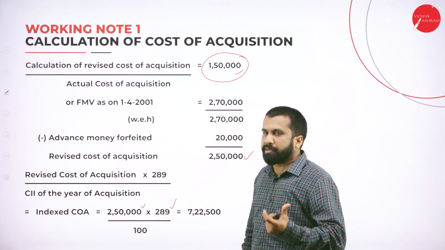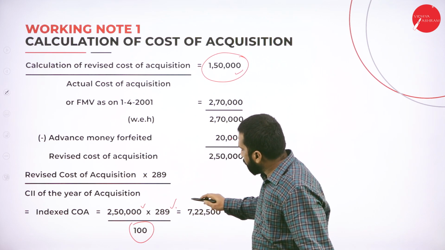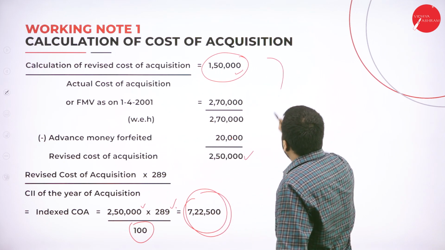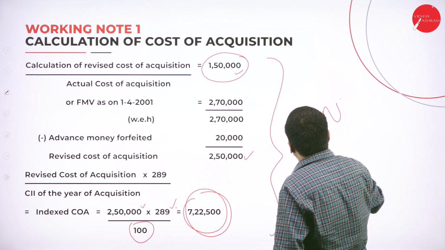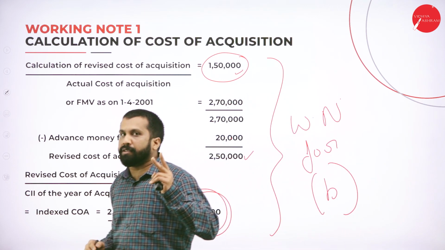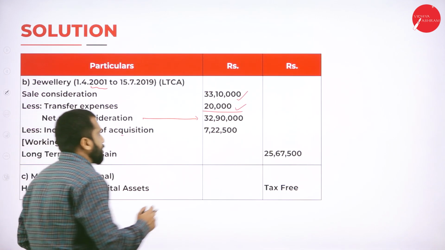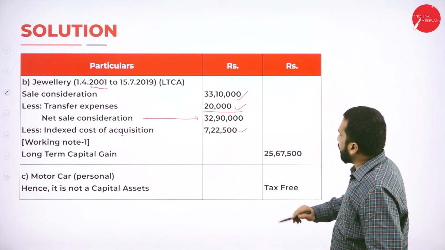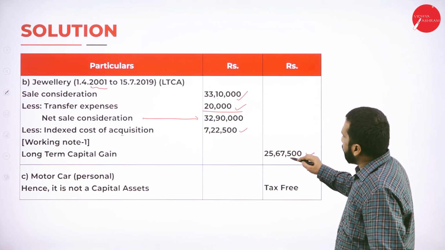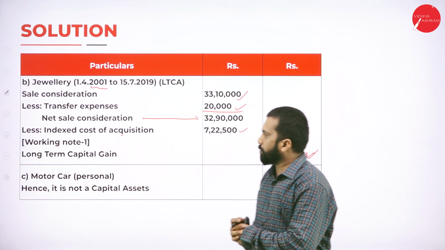2,50,000 multiplied by the cost inflation index 289 divided by 100, since the transaction happened in 2001. If you do this, you will get 7,22,500. Remember all this working note for the jewelry. Going back, see, what is the cost? 7,22,500. 32,90,000 minus 7,22,500, 25,67,500 is your answer. So the long-term capital gain is 25,67,500. Hope you are clear.